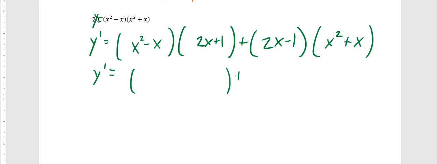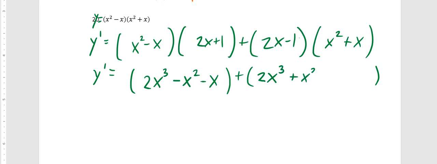I don't have to simplify, right? Simplified's an opinion, but if I did simplify, I would have 2x cubed plus x squared minus 2x squared minus x. And in this other one, I would have 2x cubed plus x squared minus x, and then when I combine them, I would have 4x cubed minus x squared plus x squared cancels, minus 2x. But that's the long way.